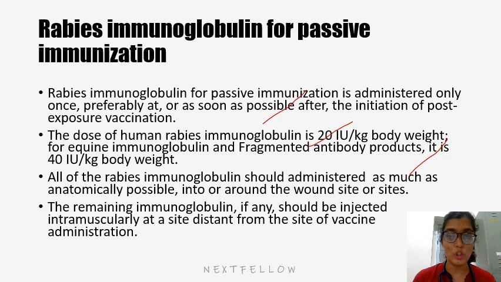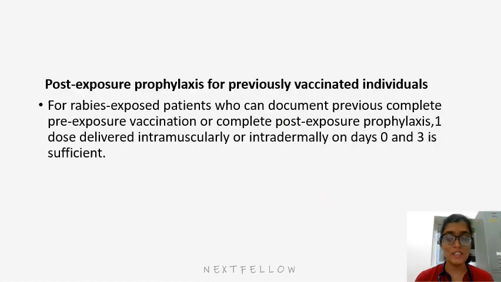All of the rabies immunoglobulin should be administered as much as anatomically possible into or around the wound sites. The remaining immunoglobulin, if any, should be injected intramuscularly at a site distant from the vaccine administration.